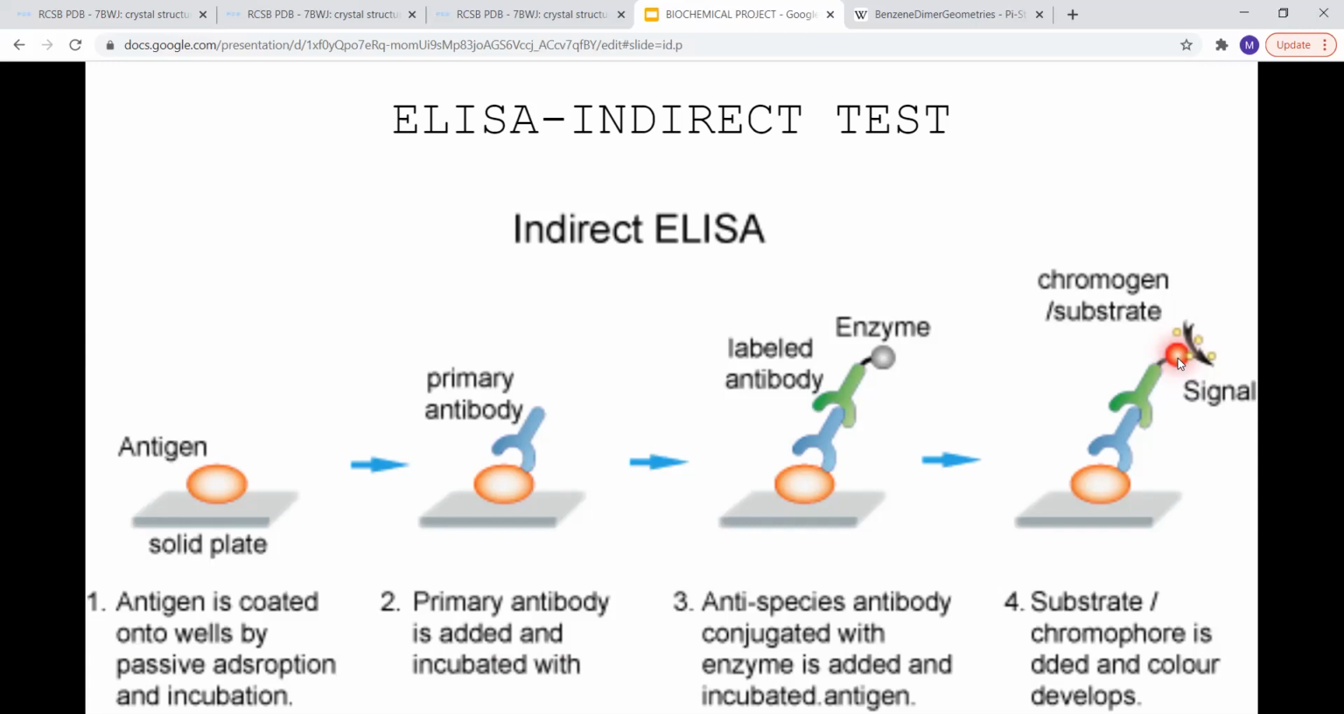Therefore, if there's color in the test that I will be doing, that means I did have the virus, because there are some antibodies right there. And the more intense the color, the higher the concentration of antibodies.